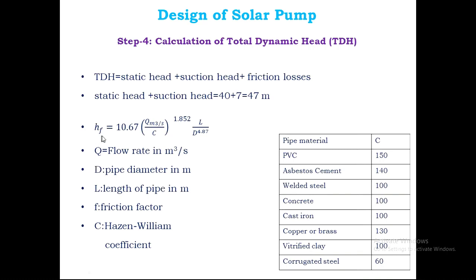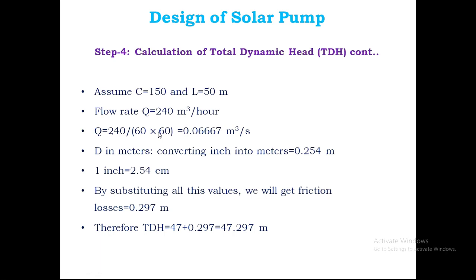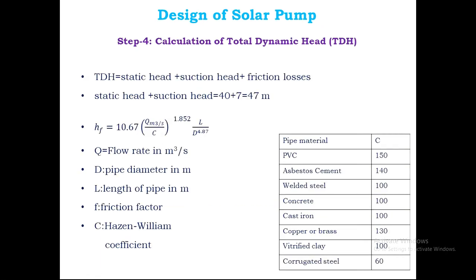Right? So this is the frictional loss formula. This is an already predefined formula. It has terms like Q, the flow rate in meter cube per second, pipe diameter, length of pipe, friction factor, and coefficient. So all the values we know: the Q value, and the pipe diameter.